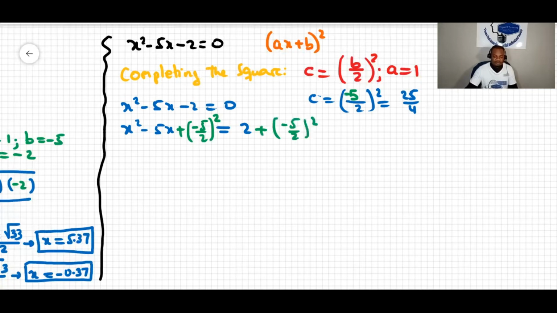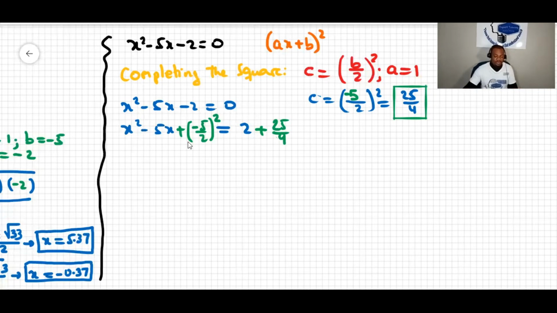I'm going to add negative 5 over 2 to the power of 2, but I prefer putting in the value of it, which is 25 over 4. So instead of writing negative 5 over 2, I am going to write plus 25 over 4. This implies that the left-hand side of the equation can be written in the form of a perfect square.